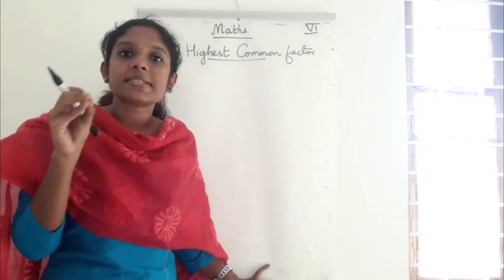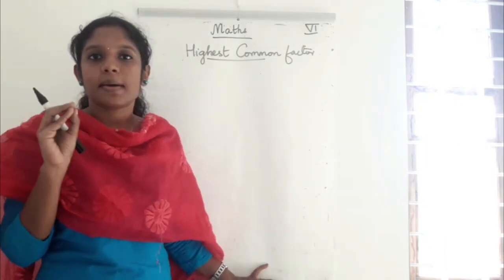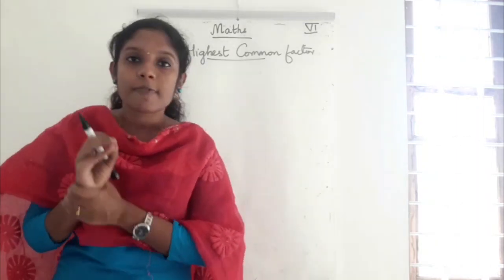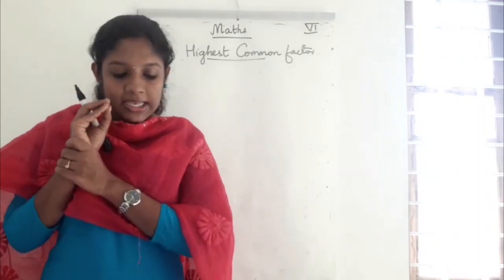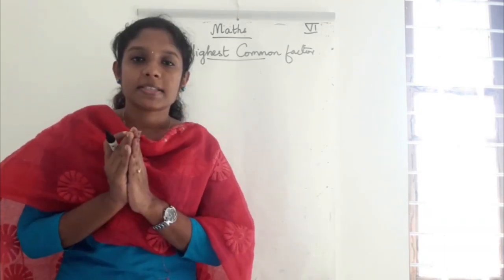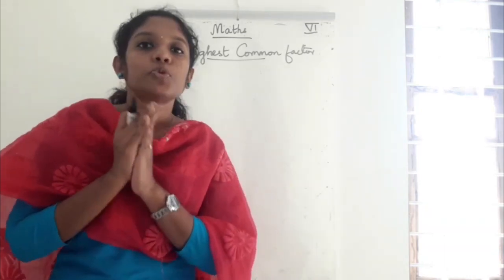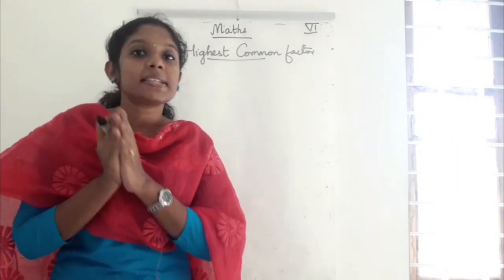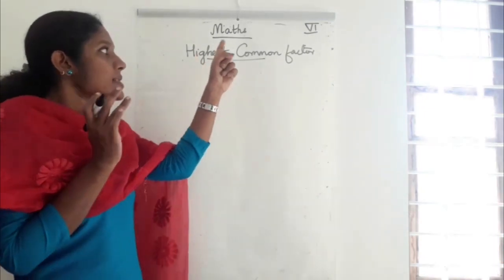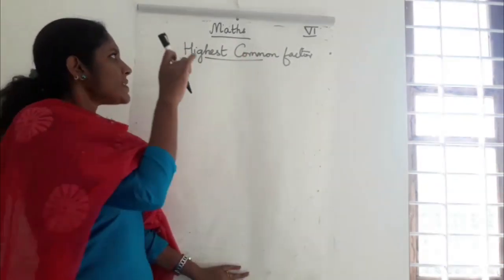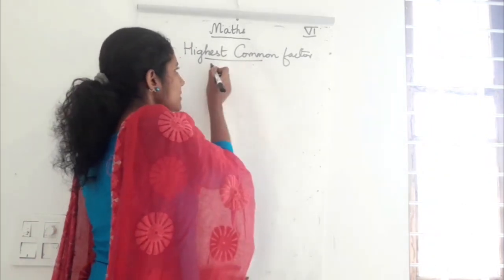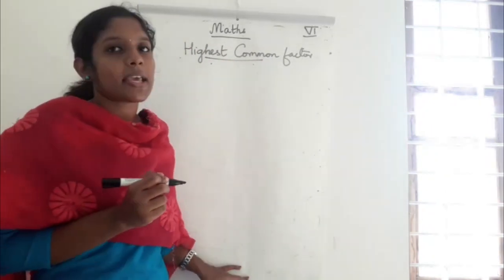The greatest or highest number from our common factors is the highest common factor. In your textbook it is given that the highest common factor of 2 or more given numbers is the highest or greatest of their common factors. So the largest or highest number among the common factors of two or three numbers is called the highest common factor. It is very simple. This is clear from the term itself, highest common factor. So the highest among the common factors is the highest common factor.